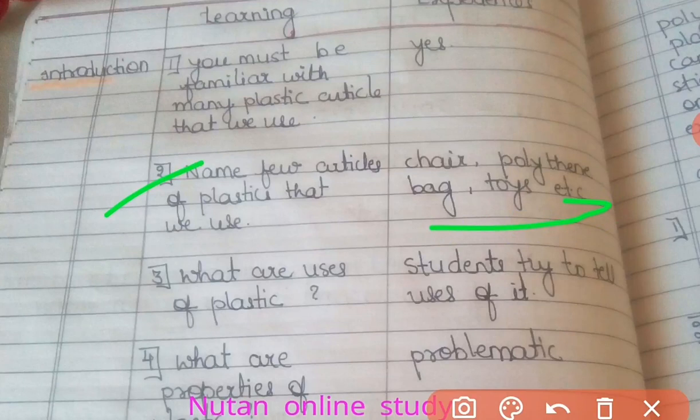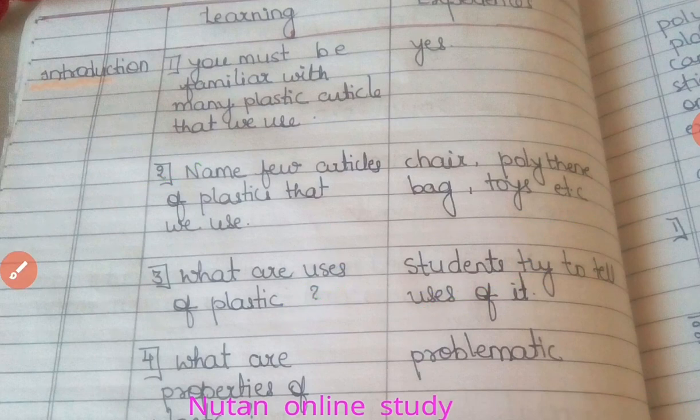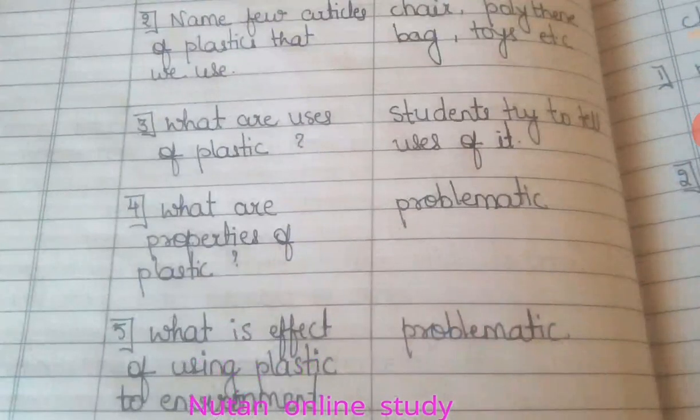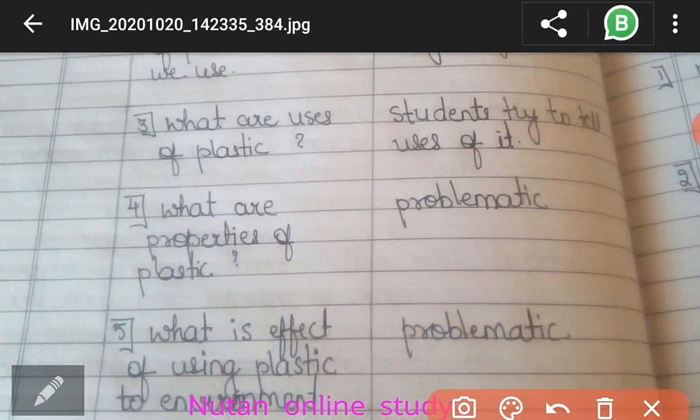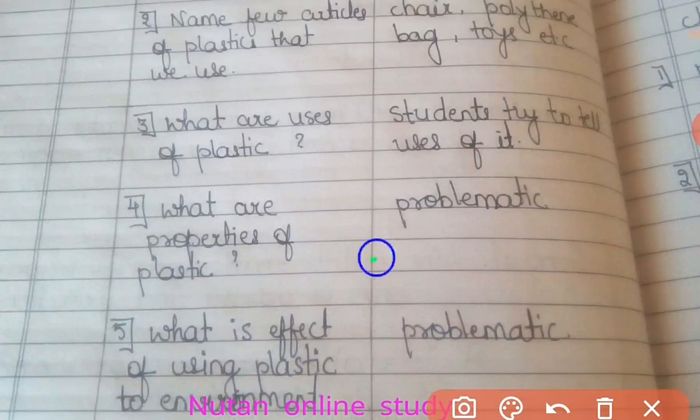The third question would be, what are the uses of plastic? Then students will answer in their own words. The fourth question we can ask is, what are the properties of plastic? Okay, so it would be problematic. Students cannot answer this. The fifth question is, what is the effect of using plastic on the environment?